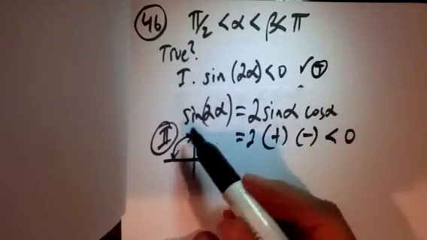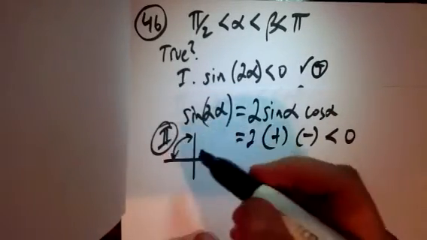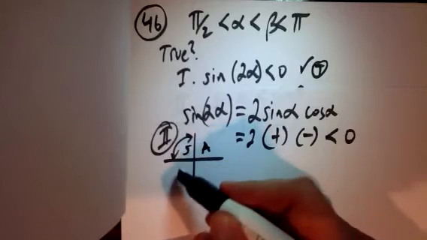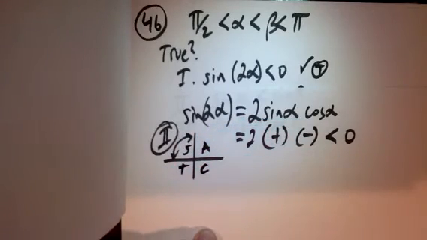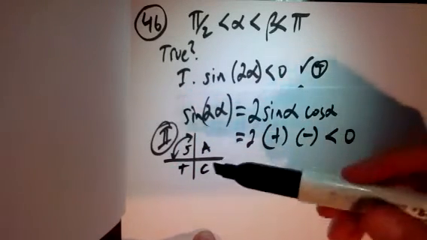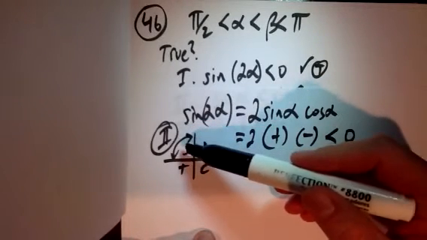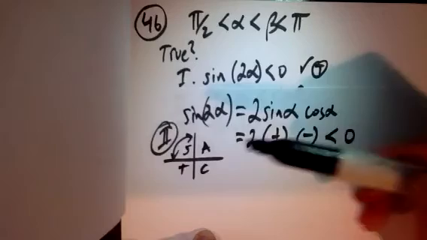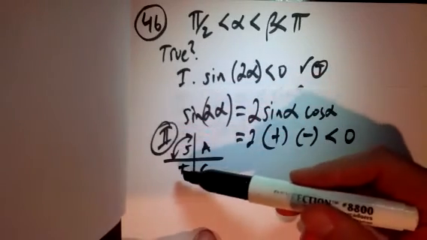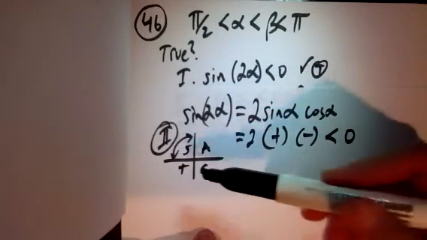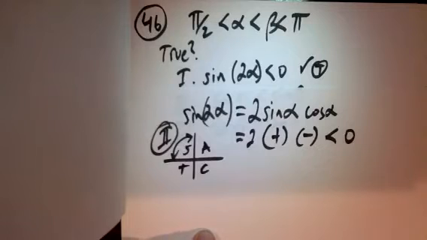When I was referencing this quadrant, you may recall the phrase "All Students Take Calculus." Maybe your teacher talked with you about that. All trig ratios are positive in quadrant 1. If the angle's in quadrant 2, sine is positive. In quadrant 3, tangent is positive, and in quadrant 4, cosine is positive.